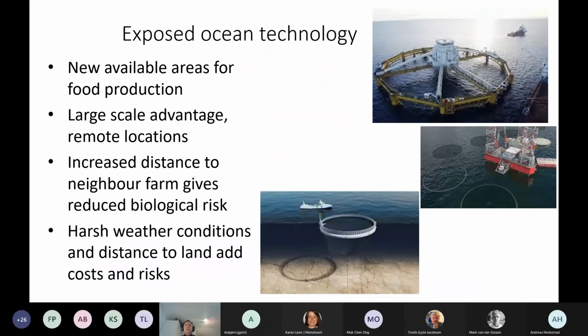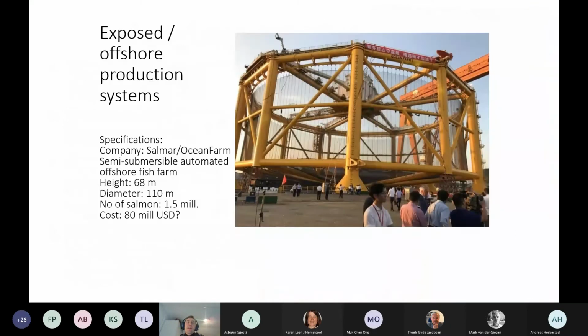When it comes to exposed ocean technology, that's a great promise. 90% of our sea areas are exposed. There are large-scale advantages with remote locations and increased distance to neighbor farms giving reduced biological risk. Of course, there are a lot of challenges that MOOC has explicitly or implicitly indicated, with harsh weather conditions and distance to land and so on, that add cost and risks. Here's an example of a farm that was designed for exposed conditions, the Salmar Ocean Farm, built in China, where 60% of the value is components delivered by Norwegian suppliers.